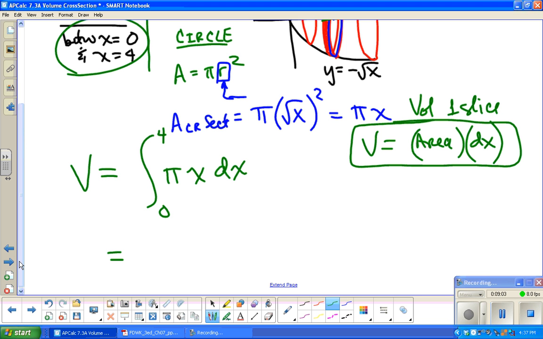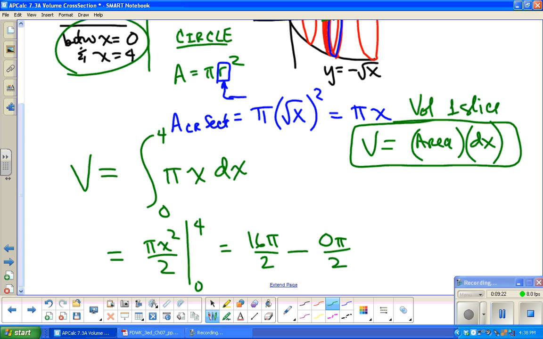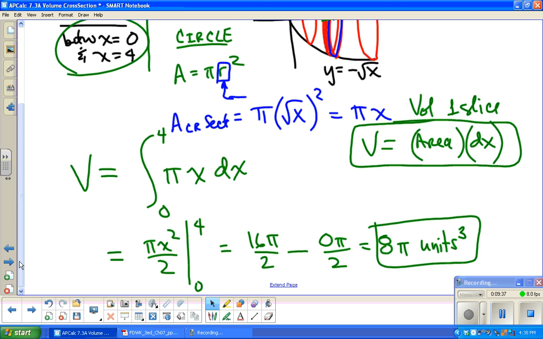Well, so here we go. The rest of this is easy peasy. Antiderivative of pi times x. Well, pi is just a number, so this is going to be pi x squared over 2. And we will evaluate that from 0 to 4. So this is going to be 16 pi over 2 minus 0 pi over 2. Well, that was exciting. So 8 pi, whatever the units are, will be cubic units because this is a volume. If there are no units present, I really don't need you to write units cubed, but I'm going to write them just so I remember it's volume.